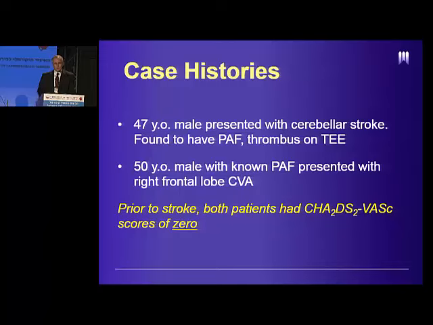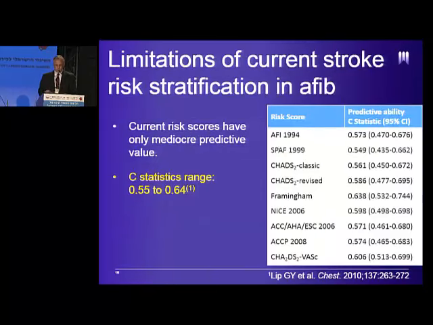So my question was, well, how could this be? I saw these 2 patients back to back. How good is our prediction with the CHA2DS2-VASc score? And when one goes to the literature, it turns out that the CHA2DS2-VASc score is actually not very predictive. These are a variety of different risk scores that have been used or tested in the past. And you can see down here the CHA2DS2-VASc score, although it's one of the better ones, has a C statistic of only about 0.6. That's only slightly better than a coin toss.